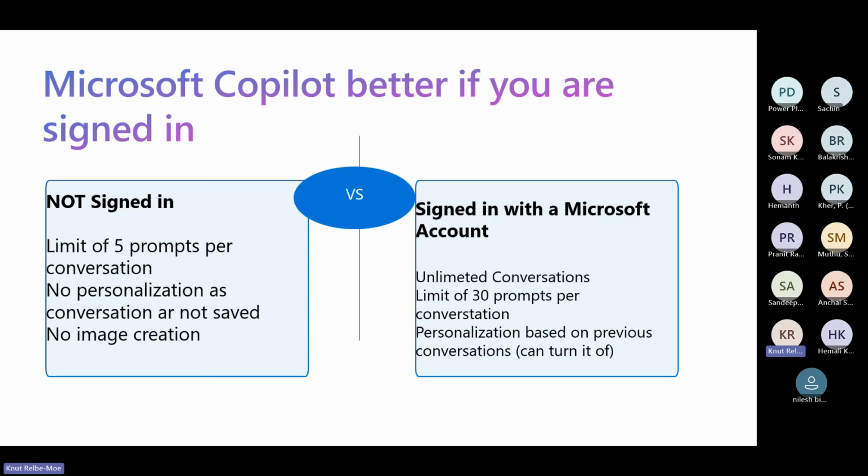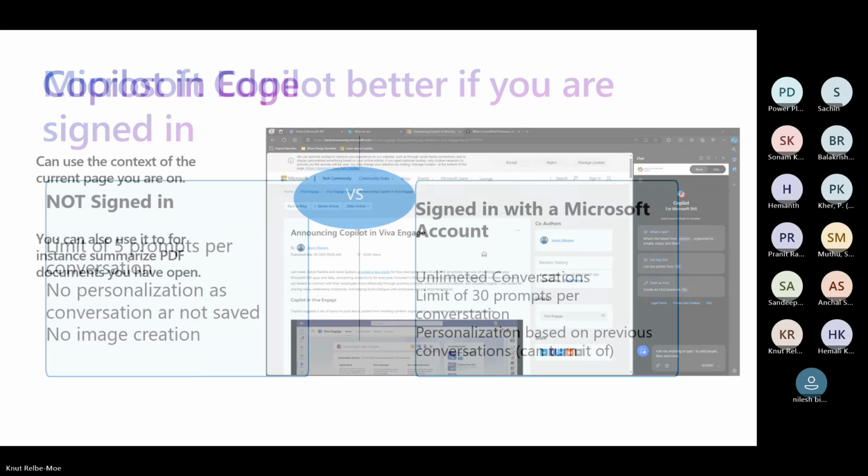And for instance, one of the things when you're working with Copilot is that usually one prompt is not enough. It's not like a one-prompt pony kind of thing. So a lot of times when you work with Copilot, you ask one prompt and then you get your answer, and then you ask another prompt to tailor the answer that you get from Copilot. So that's where it's highly recommended to be signed in with a Microsoft account. And then you get, of course, unlimited conversations. You get up to 30 prompts per conversation, and you can personalize it based on previous conversations. This, of course, can be turned off if you don't want to use it.